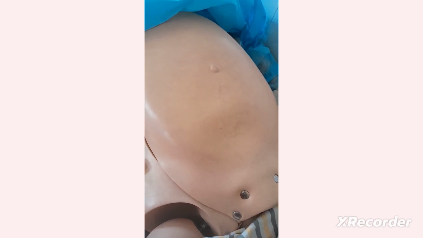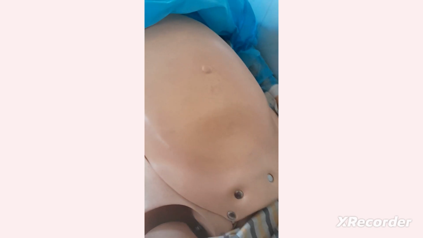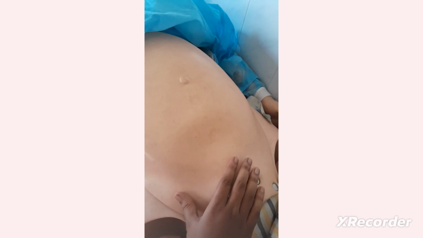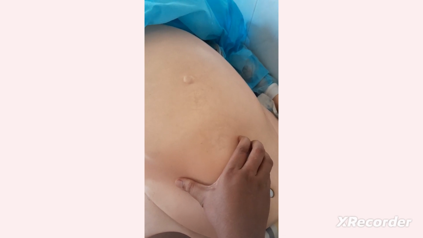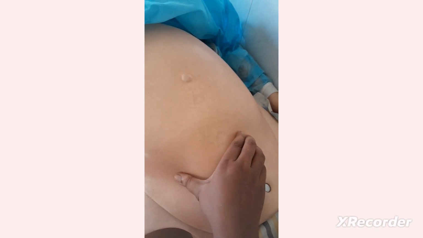After doing the lateral palpation, we will move on to Pawlik grip or third Leopold maneuver. The fundal grip is the first Leopold maneuver, the lateral grip is the second Leopold maneuver, and Pawlik grip is the third Leopold maneuver.